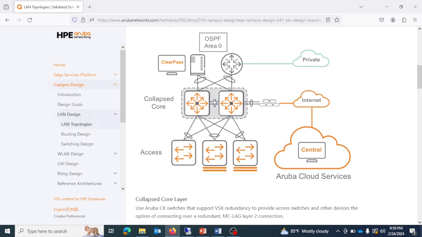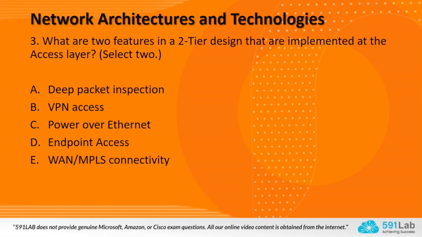Let's look at the answers. Option A, deep packet inspection. In the access layer, deep packet inspection is not done. Deep packet inspection can be done at the core layer, wherever you have a firewall, and if you have an Aruba mobility controller in a tunnel node setup. So option A is wrong. Option B, VPN access. VPN access is also terminated on the core layer, not on the access layer. Option B is wrong.